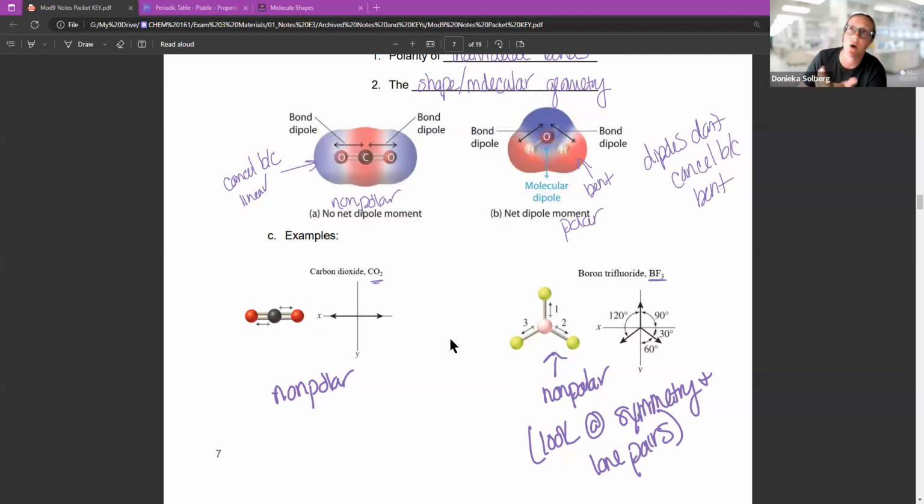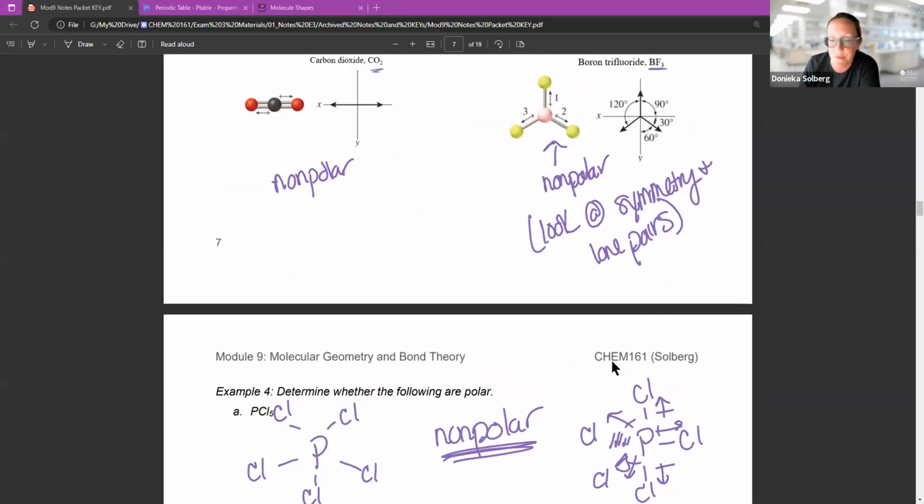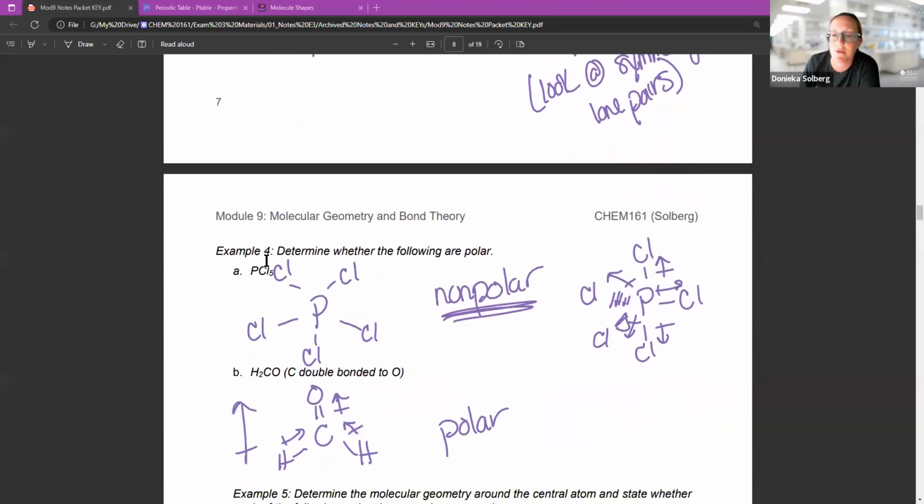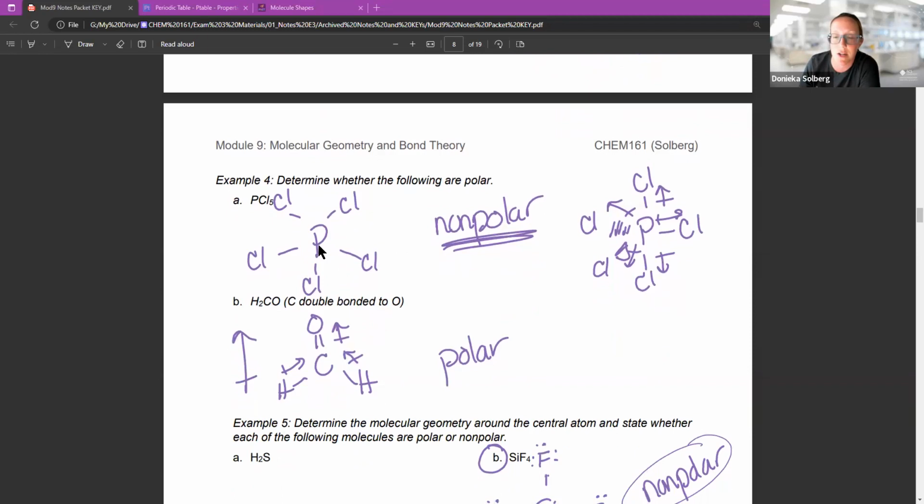Now, there's only really one instance in which a lone pair won't make something polar, and that's if it's square planar because it's flat and everything cancels out. But other than that, if you have a lone pair on the central atom, it's going to be polar. Okay, so example number 4 says determine whether the following are polar or non-polar. So I drew them. I've got PCl5 here.